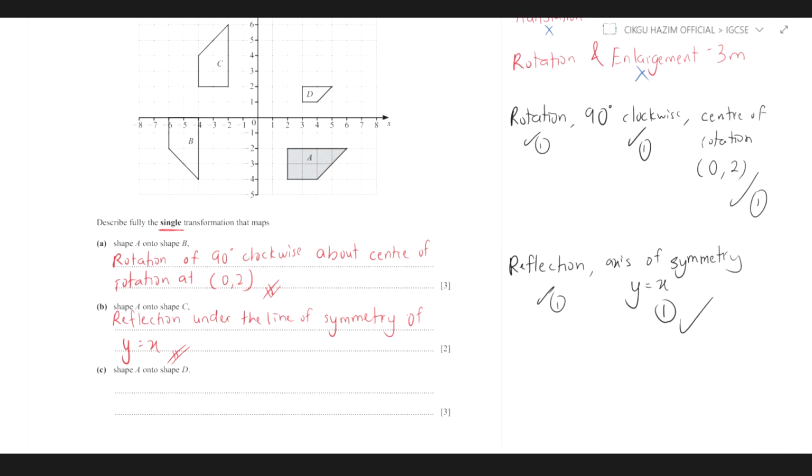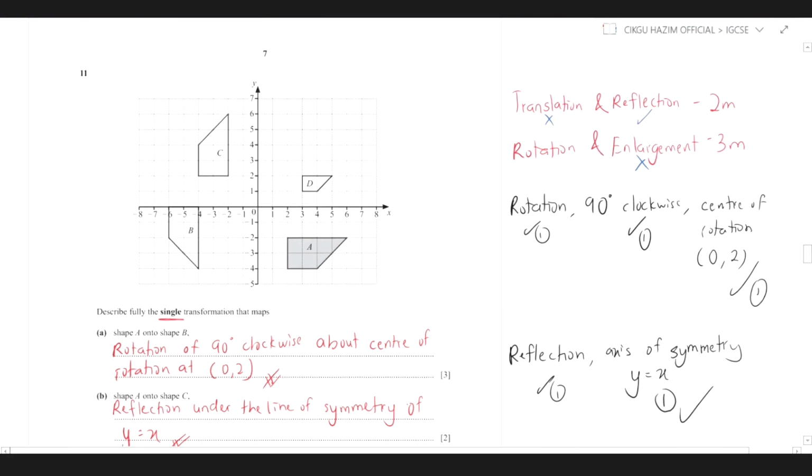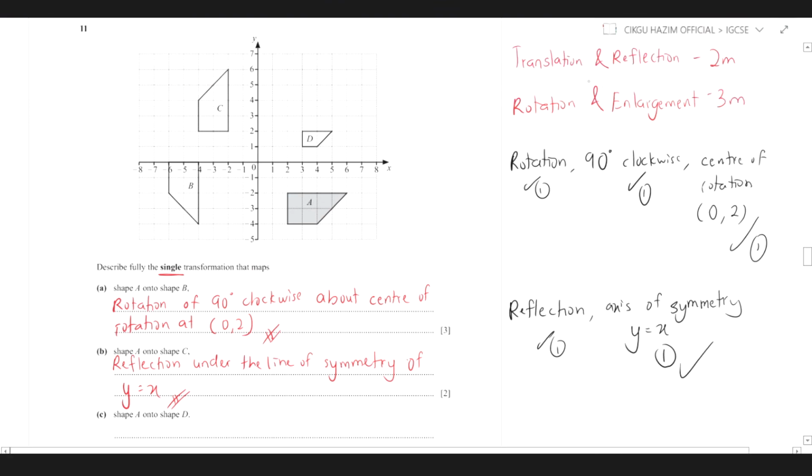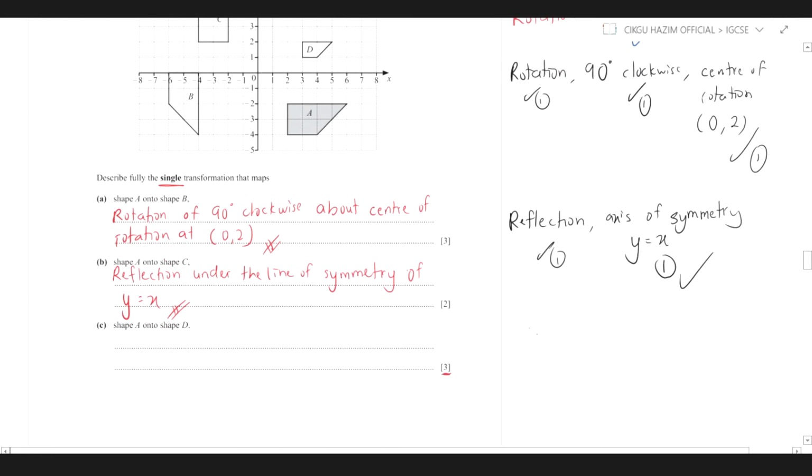And now shape A onto shape D. For shape A onto shape D here, please check one by one whether the size is different. Yes, so shape A onto shape D is 3 marks and the size is different. That means straight away it's supposed to be enlargement. For enlargement there are also 3 pieces of information. You need to state that it is an enlargement. You need to know the scale factor. And you need to know the center of enlargement too. Those are the 3 marks provided: enlargement 1 mark, scale factor 1 mark, and center of enlargement 1 mark.